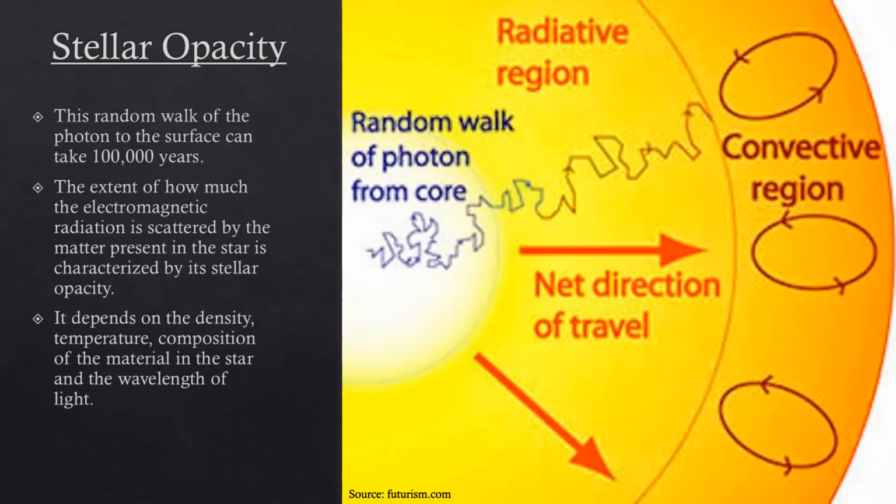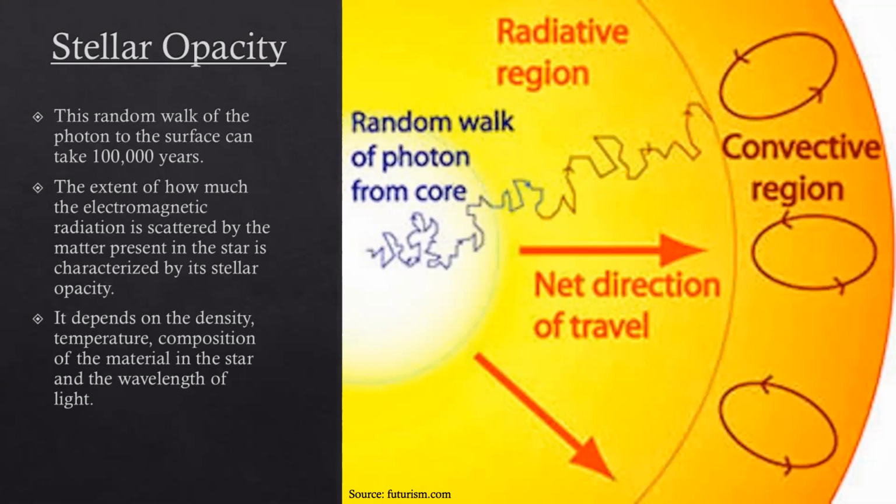There's this nice picture which shows the random walk of a photon, which is generated as a result of fusion in the core. It's produced as a gamma ray, but is scattered countless times before it gets to the surface. And it's not a gamma ray anymore because of all the scattering, it loses energy. It can take about 100,000 years. I think the mean is around 30 or 40,000 years, but it can take up to 100,000 years.